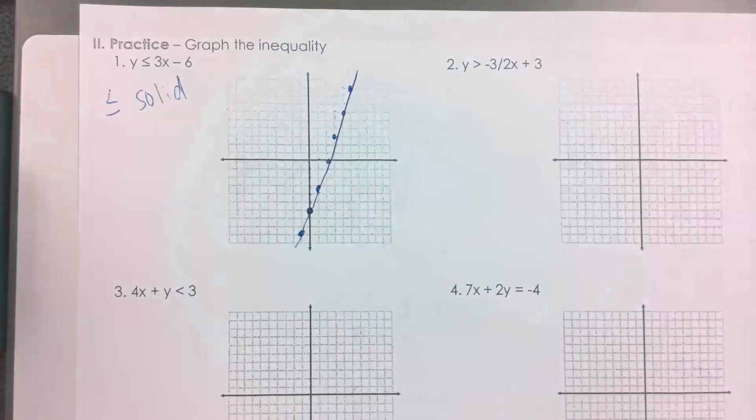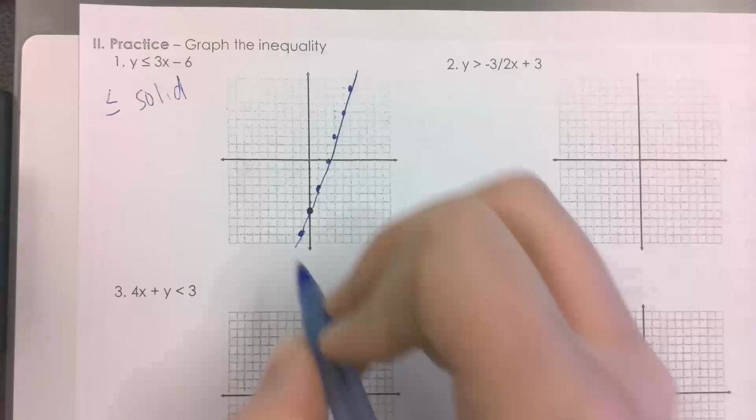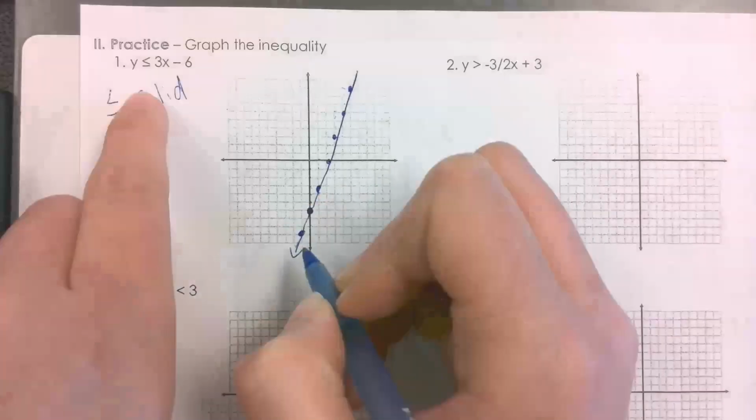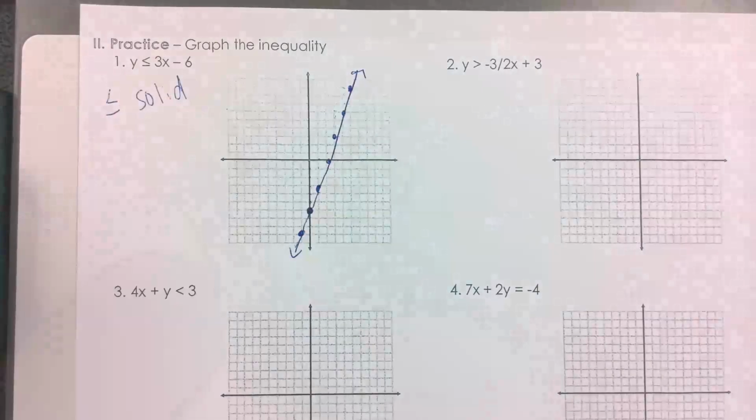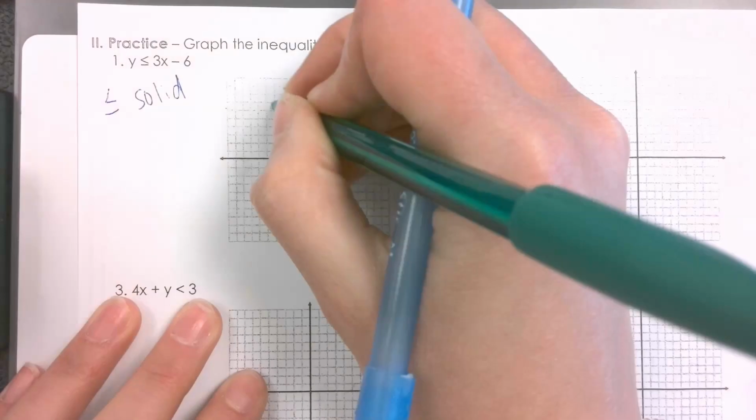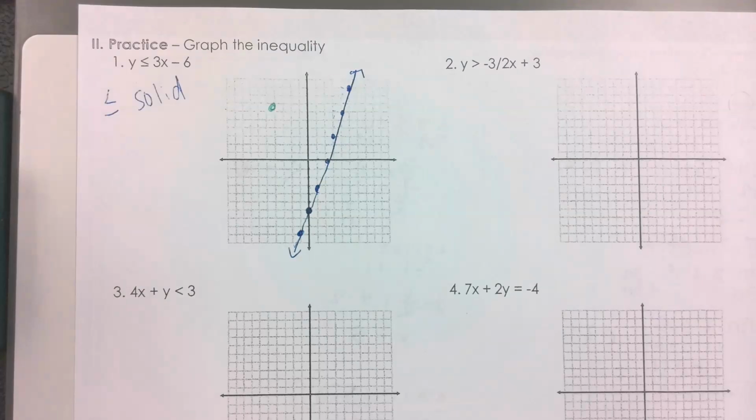So the last thing that we have to do is shade. Since it says y is less than, does that mean shade above or below? If you can't remember, flip back over. If it says y is less than, you shade below, right? So if I have a point up here, is that above the line or below the line? It's above. So we want to shade below. Do we want to shade that way?